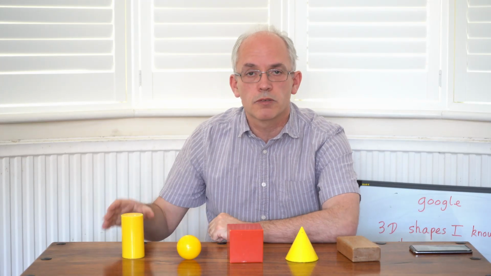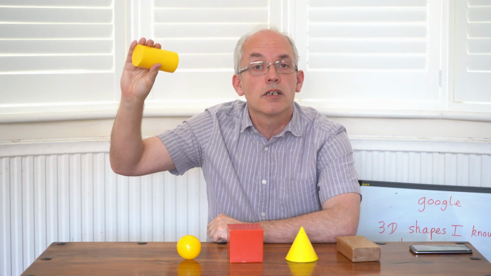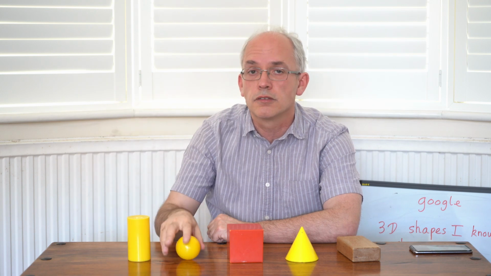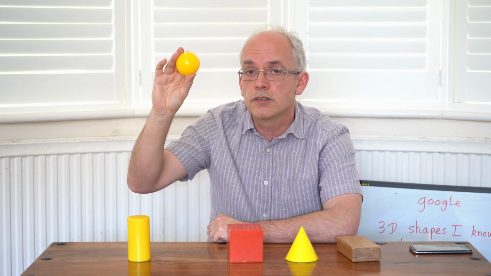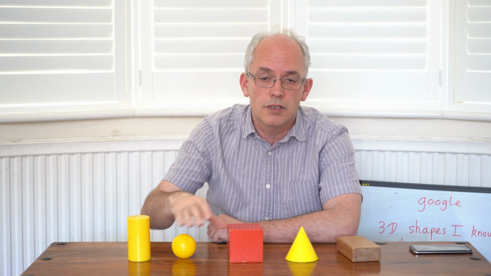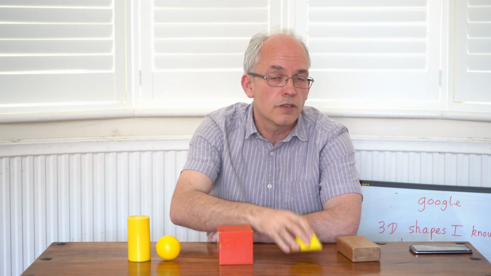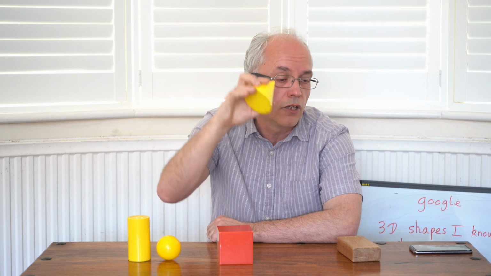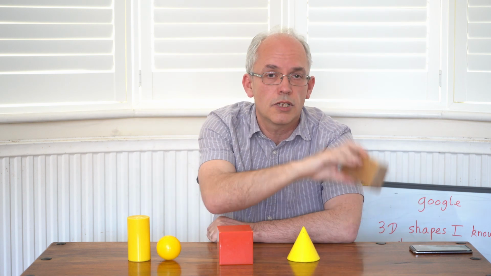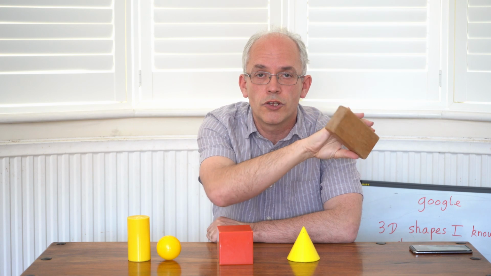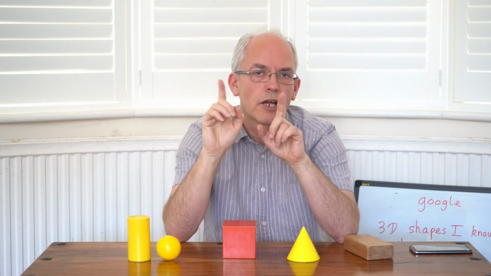Let's go through our shapes. It's a cylinder. It's a sphere. It's a cube. It's a cone. It's a cuboid. Now hang on a minute.